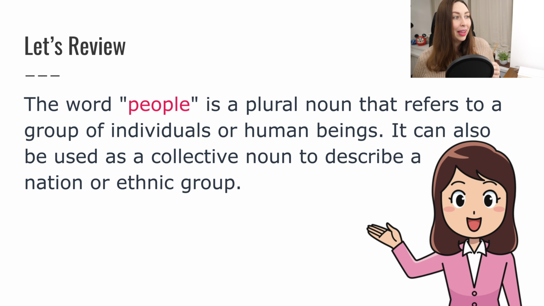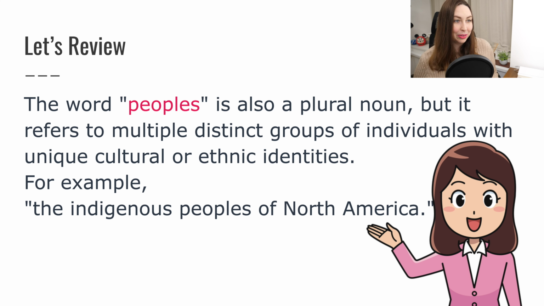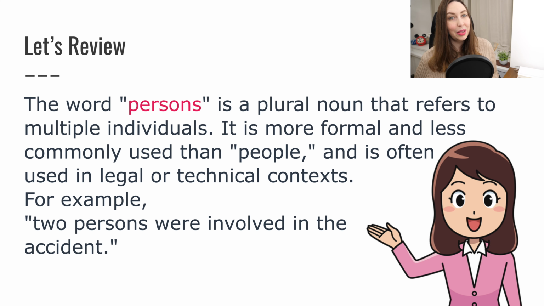Let's do a quick review. The word people is a plural noun that refers to a group of individuals or human beings. It can also be used as a collective noun to describe a nation or ethnic group. The word peoples is also a plural noun, but it refers to multiple distinct groups of individuals with unique cultural or ethnic identities. For example, the indigenous peoples of North America. The word persons is a plural noun that refers to multiple individuals. It is more formal and less commonly used than people and is often used in legal or technical contexts. For example, 2 persons were involved in the accident.